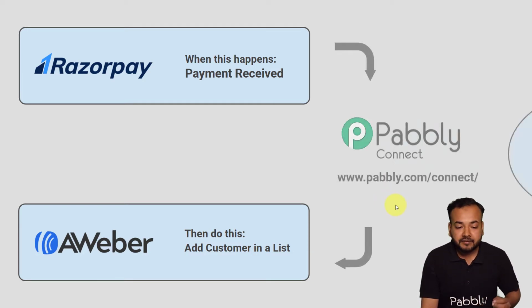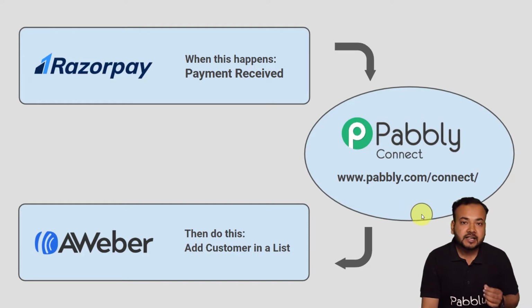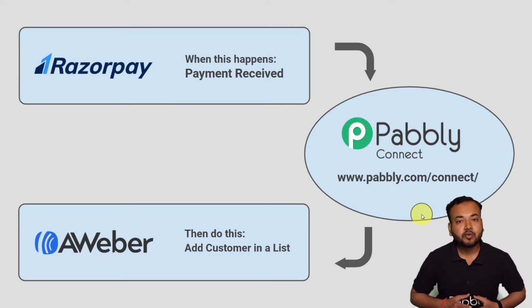And to make this happen, we are using Pabbly Connect, which is an integration and automation tool. And guys, the best part of setting up this automation is that you will not require any kind of coding skills or programming knowledge. So anyone can set up this automation easily. So now let's set up this automation together.